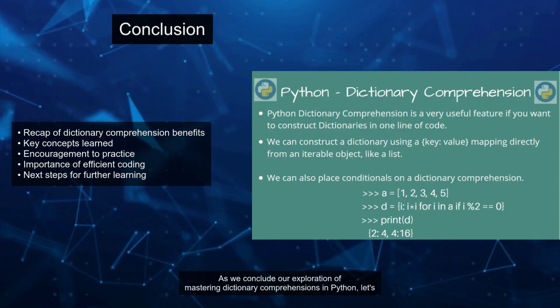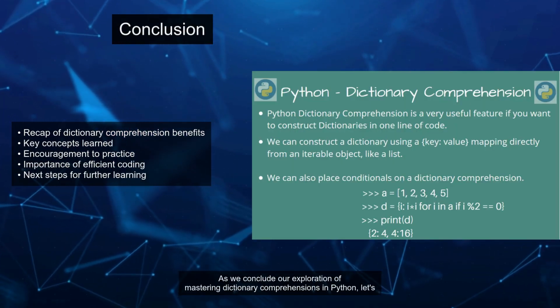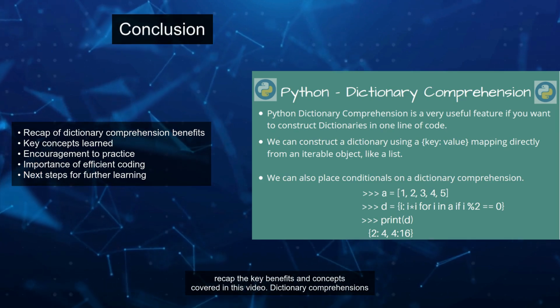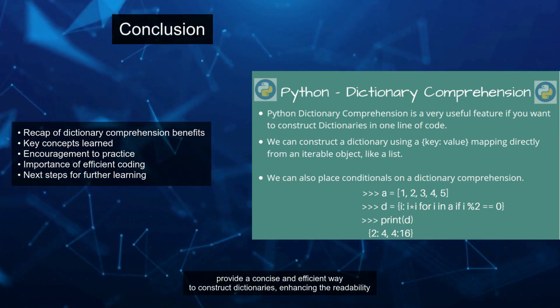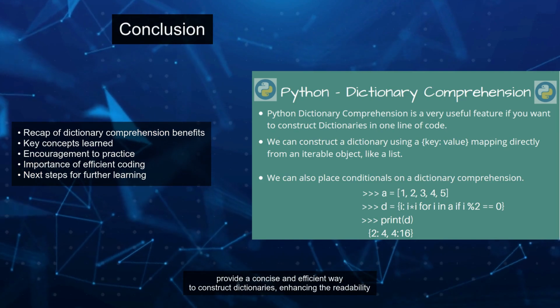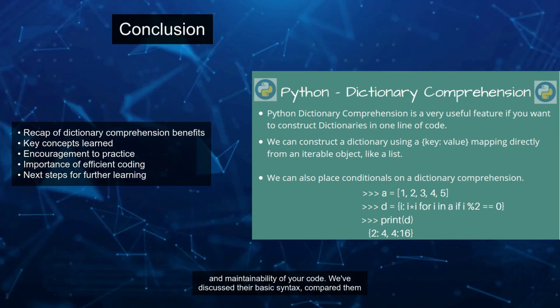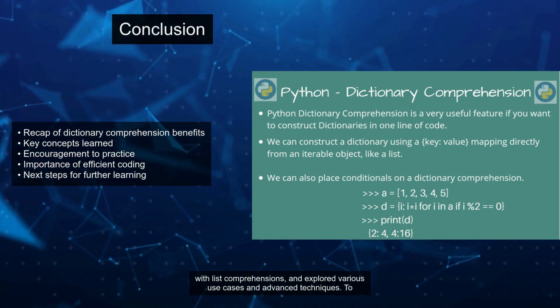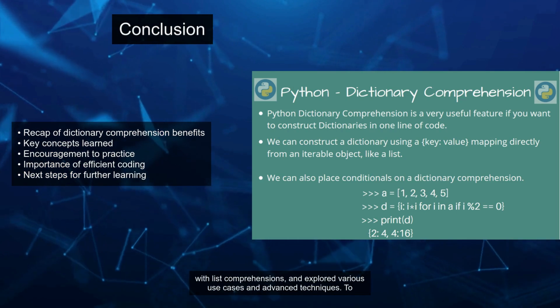As we conclude our exploration of mastering dictionary comprehensions in Python, let's recap the key benefits and concepts covered in this video. Dictionary comprehensions provide a concise and efficient way to construct dictionaries, enhancing the readability and maintainability of your code. We've discussed their basic syntax, compared them with list comprehensions, and explored various use cases and advanced techniques.